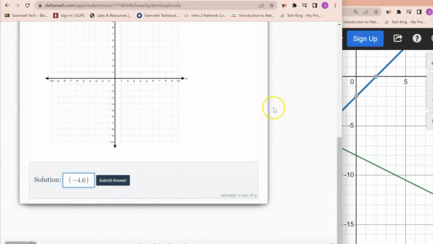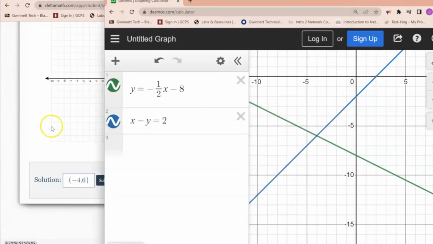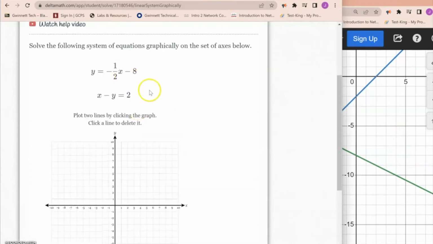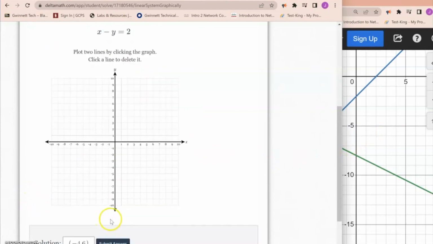But you have to put your graphs in here. So you have to copy your graphs from here into here, or you can draw them by hand. So I'm going to draw one by hand, and then I'm going to copy another one, just to show you. So remember, this is your y-intercept. So you start at negative 8.